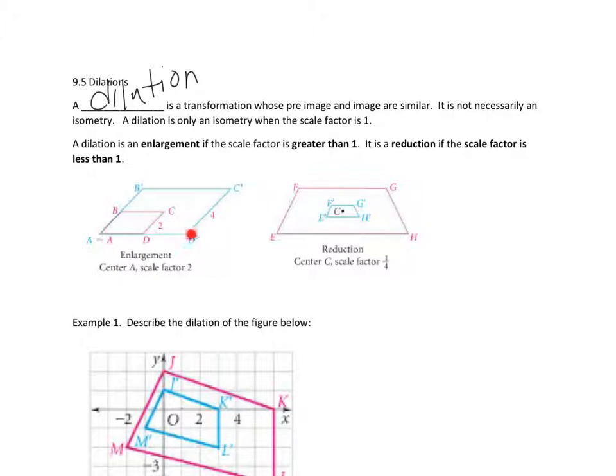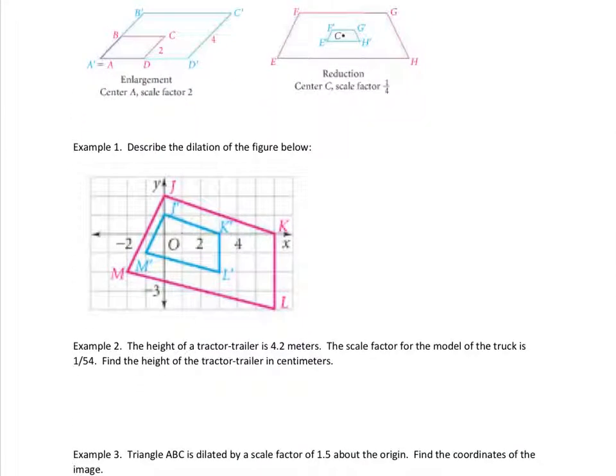So I can tell that this little one is the pre-image because it doesn't have any primes, and the ABCD prime is the image, so it has been enlarged. This time the original one is larger and it shrinks, so it's called a reduction. So down here, describe the dilation.